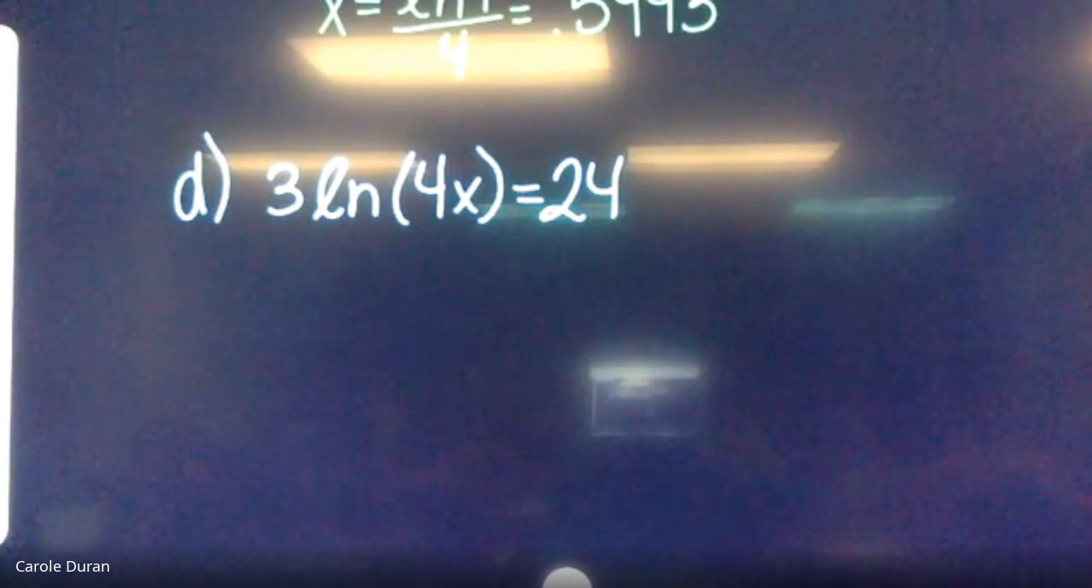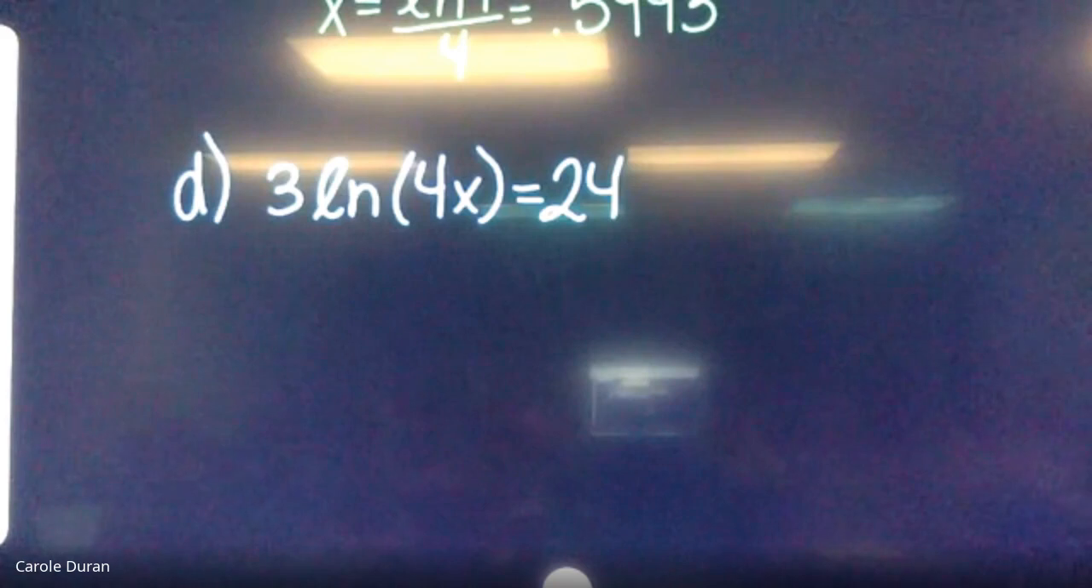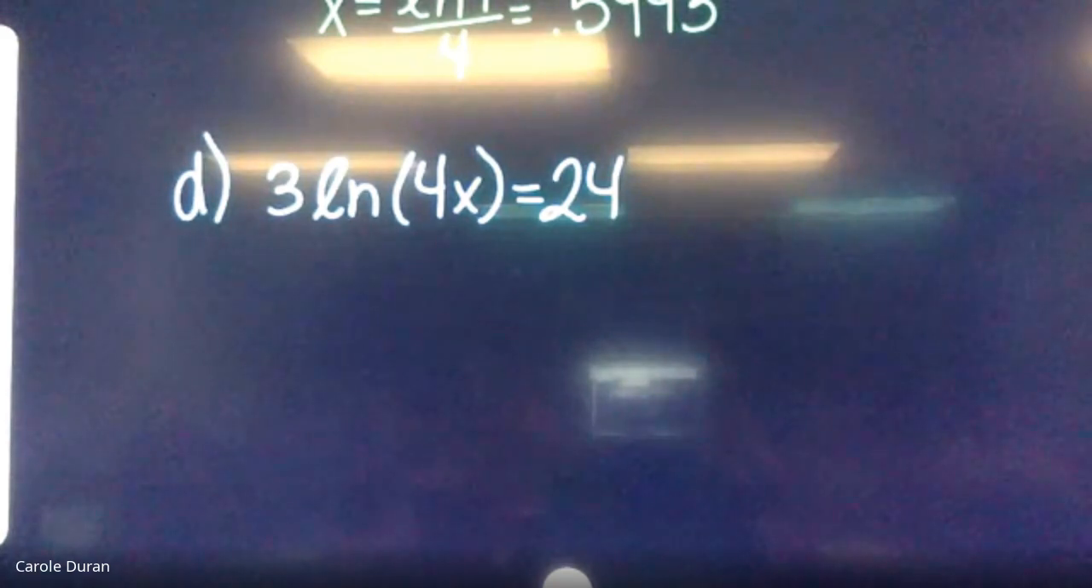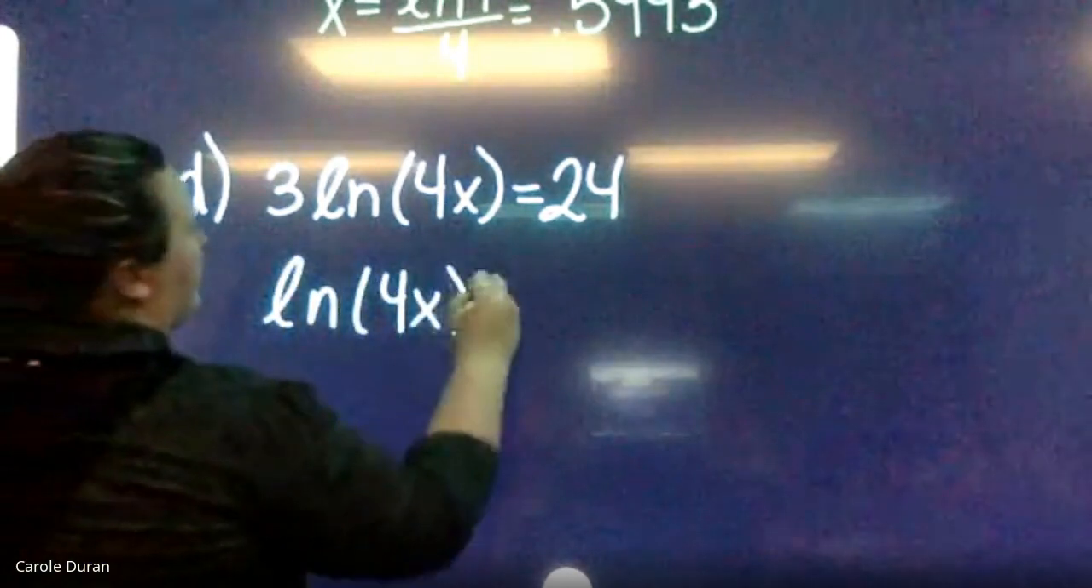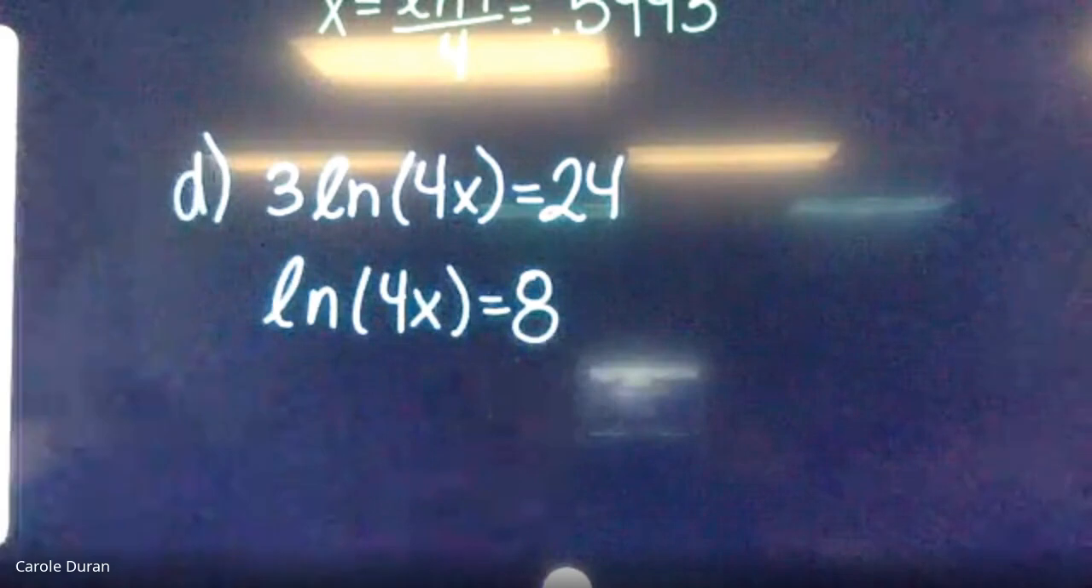So the way we're going to do this is we're going to try and isolate the natural log term. So the first thing I need to move is the 3. When I do that, I get the natural log of 4x equals 8 because I just divided each side by 3.